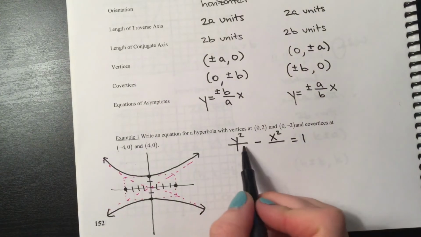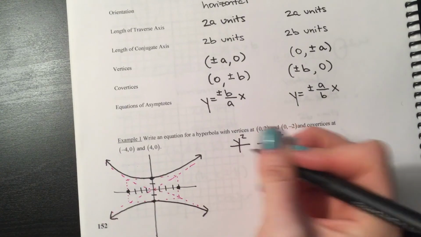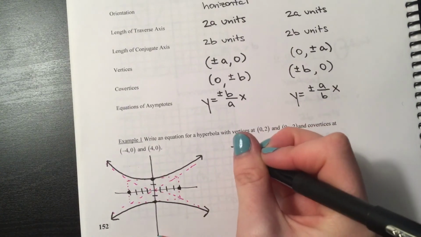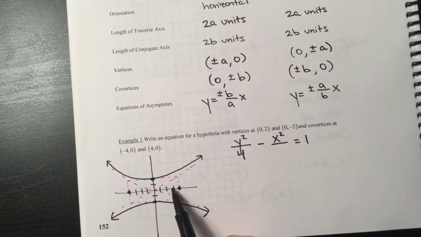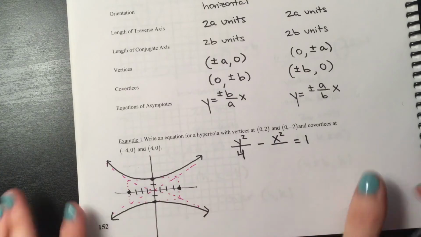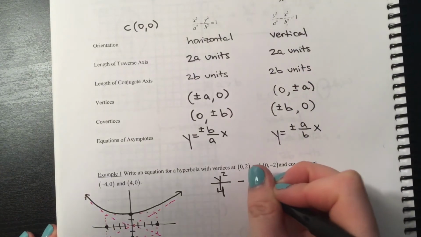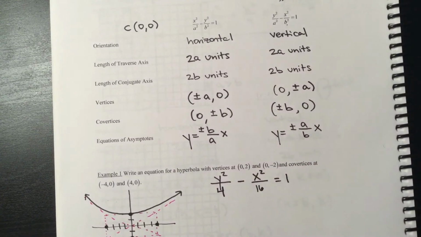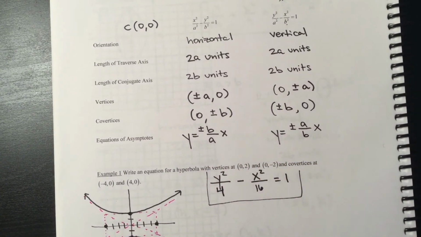So here, to our vertices, we're going 2 units up, 2 units down, so this should be 2 squared down in the denominator, which is 4. And then here, we're going 4 units to the right, 4 units to the left, so we should have 4 squared, which is 16. All right, so that is my equation. Just like the ellipses, these will get easier as we practice them more.